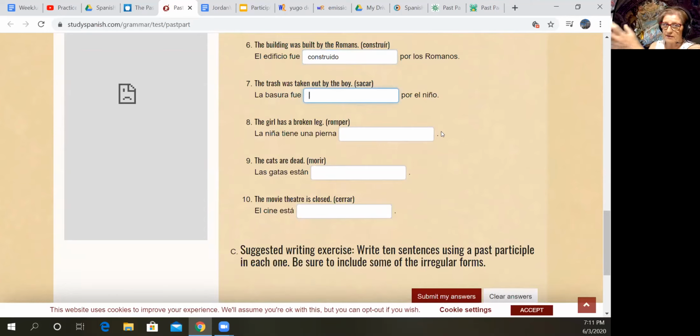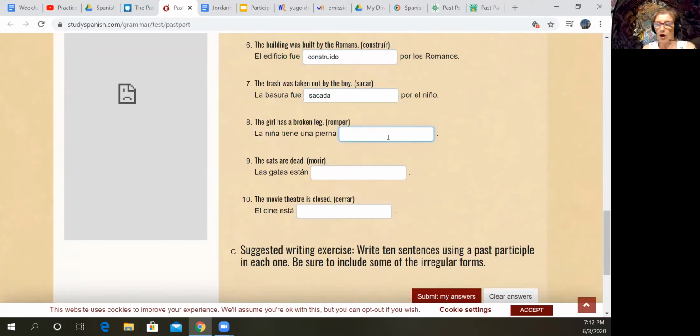Sacar is to take something out. To take it out. La basura fue sacada. La basura fue sacada. The trash was taken out por el niño. And this is a passive voice also.